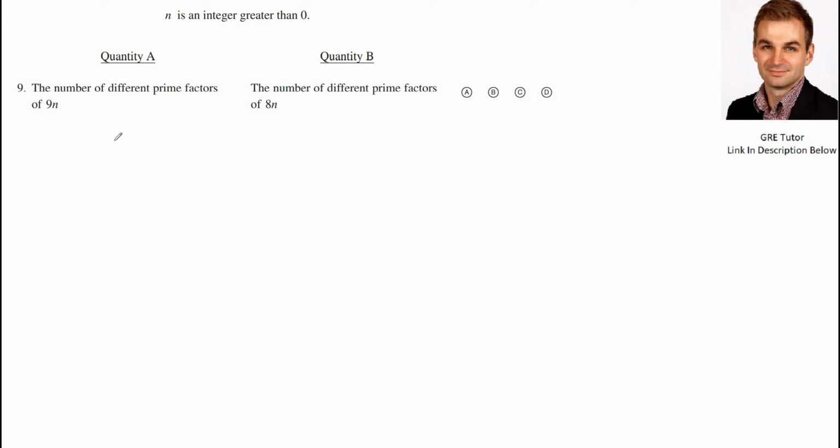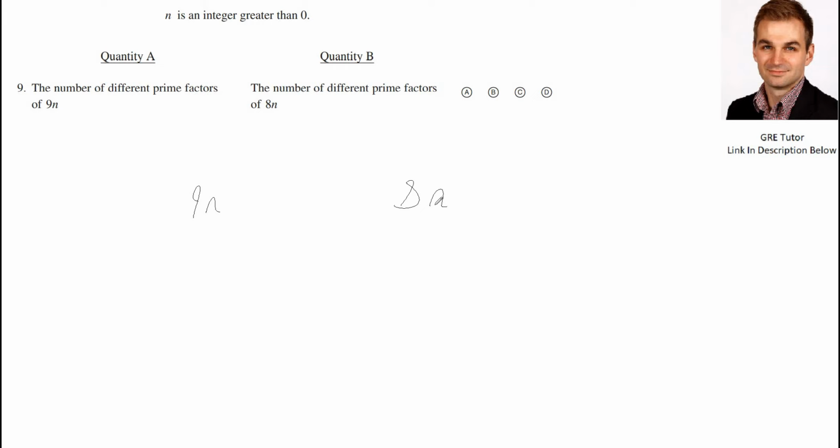Okay, so it says here that n is an integer greater than 0, and it wants to know what is greater, the number of different prime factors of n times 9, or 9n, or the number of different prime factors of 8n. Alright, so it wants to know about prime factors. Probably a good way to start is to do a prime factorization tree. So we put 9n over here, and we put 8n over here, and we start the prime factorization.